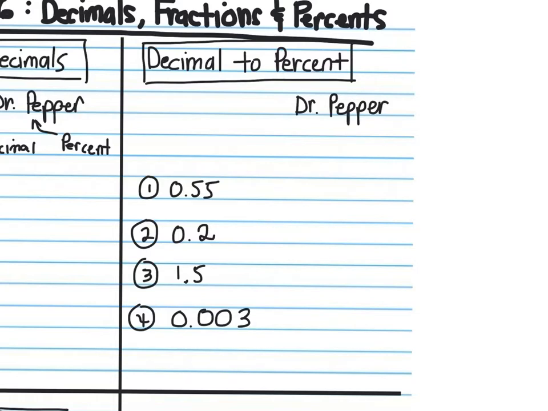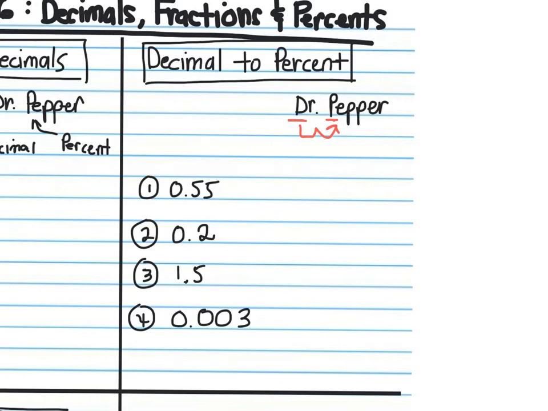So now to change a decimal into a percent, again, we're going to use the Dr. Pepper to help us remind us which way to move the decimal point. So instead of dividing by 100, you're actually multiplying by 100. Here, the decimal is our D, and the percent is our P. So we're going to start at the decimal and move 2 times to the right. Anytime you multiply a number by 100, you move the decimal twice to the right.